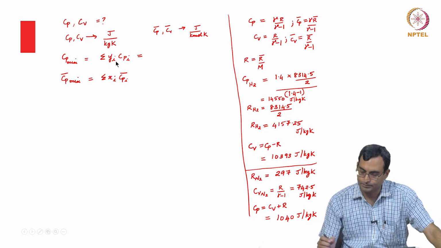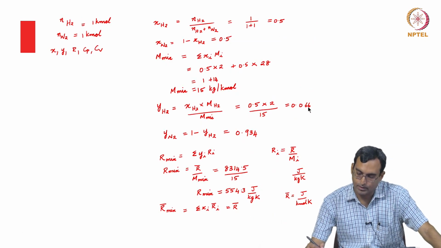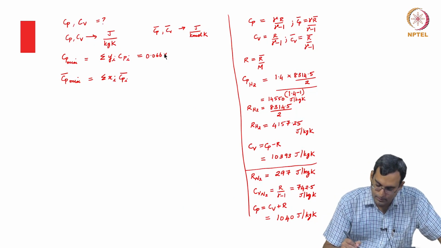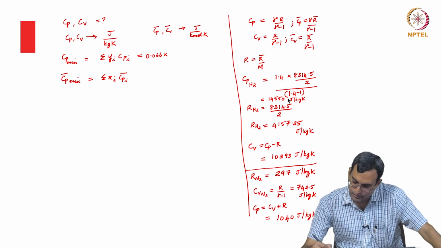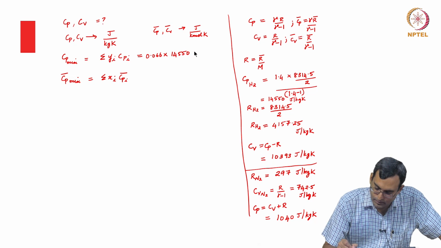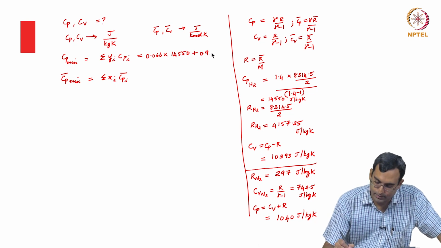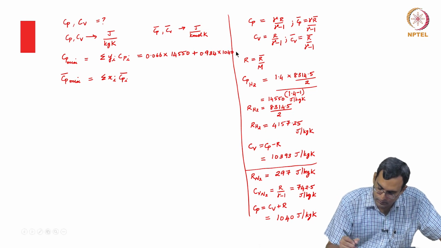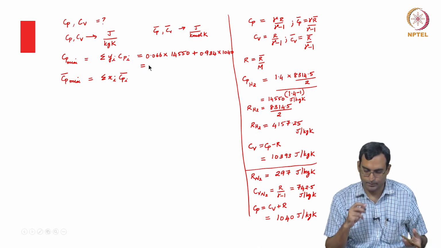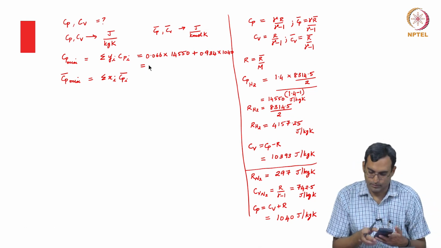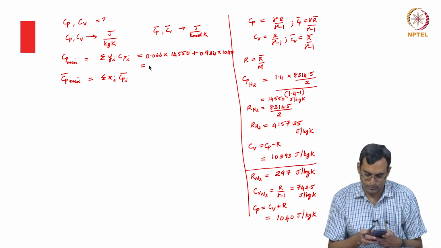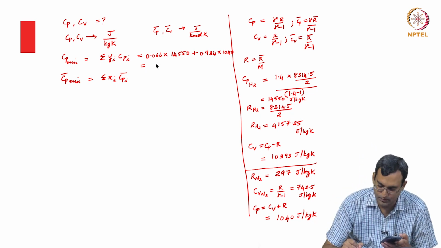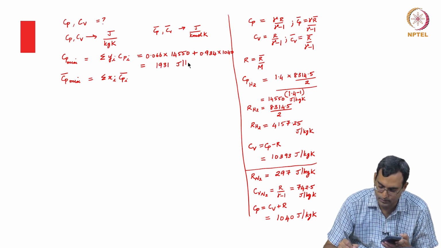So, here I have Yi for hydrogen is 0.066 into Cpi is 14,550 plus 0.934 into 1040, which gives me a Cp for the mixture. This gives me a value of 1931 joule per kg Kelvin.